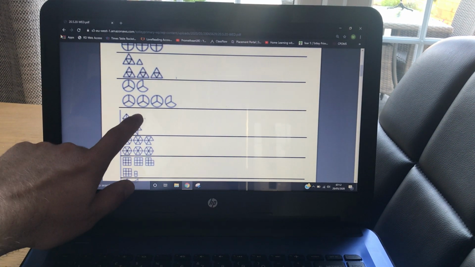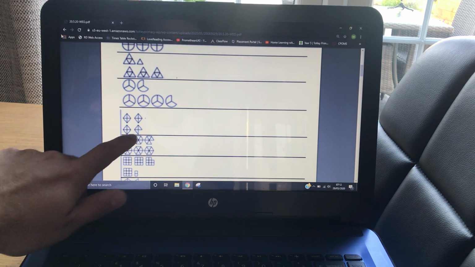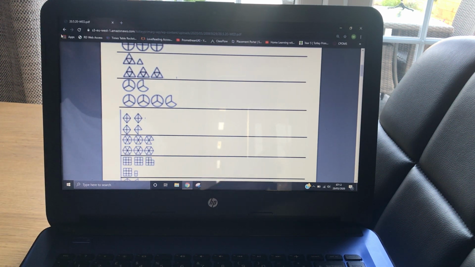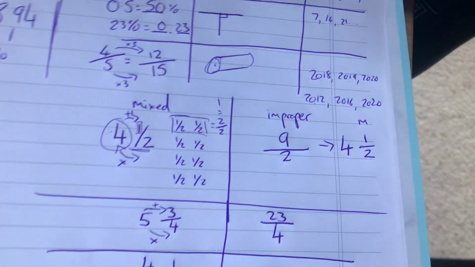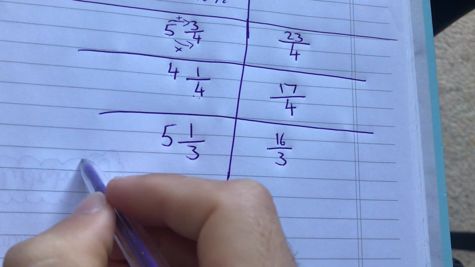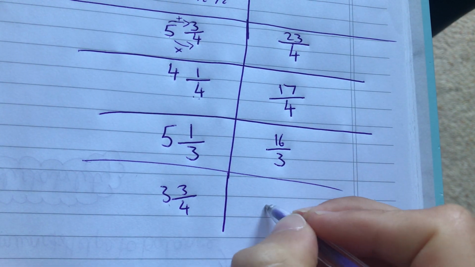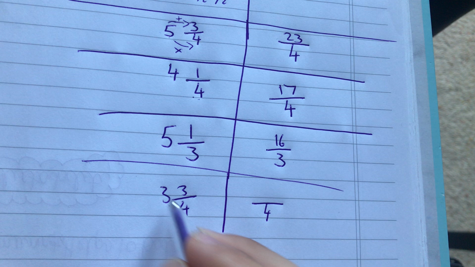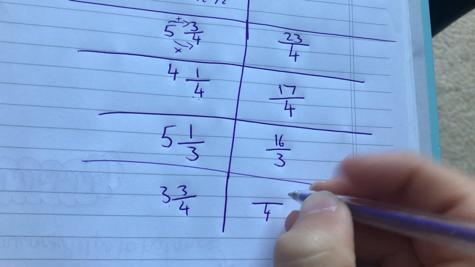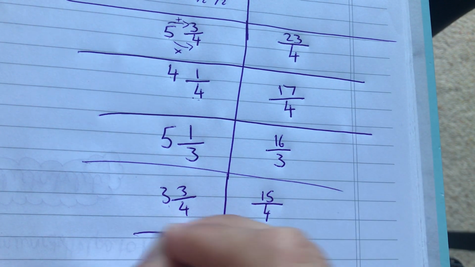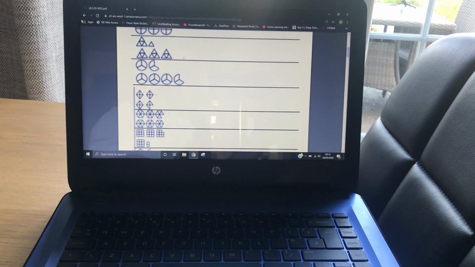This one here. So 1, 2, 3. 3 3/4. So we've got 3 3/4. Denominator first. 4 times 3 is 12. Add 3, 15. And it's that simple, guys. I'll let you finish those last ones off.